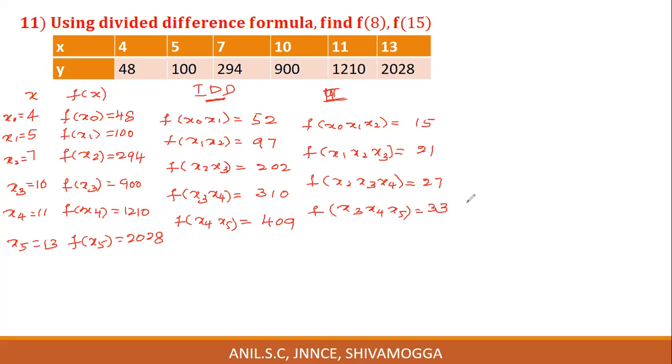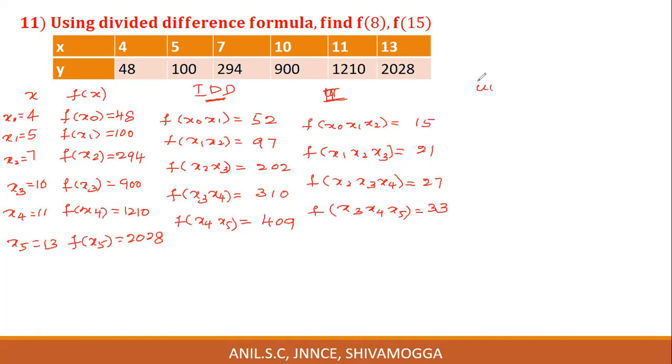First, let them finish the second order divided differences. 15, 21, 27, 33. Nobody responded. I'll wait and shorten one problem. If you kill time like this, we can reduce the number of problems. It's correct, sir.